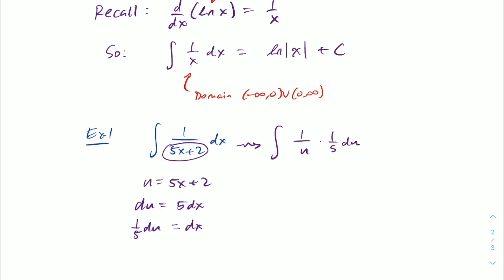And the antiderivative of 1 over u, using the formula above, is the natural log of the absolute value of u. The 1/5 is just a coefficient, and we add a plus c. Now that we've taken the antiderivative, we can back substitute in our x, and we'll get 1/5 natural log of the absolute value of 5x plus 2. And that's our answer.